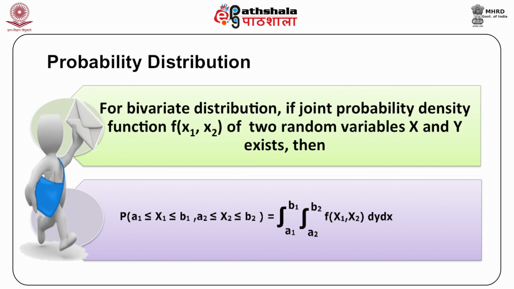For the special case of the bivariate distribution, if the joint probability density function f(x1, x2) of the two random variables x and y exists, then the probability that a1 ≤ x1 ≤ b1 and a2 ≤ x2 ≤ b2 is equal to the integration from a1 to b1, integration from a2 to b2, of the function f(x1, x2) dy dx.